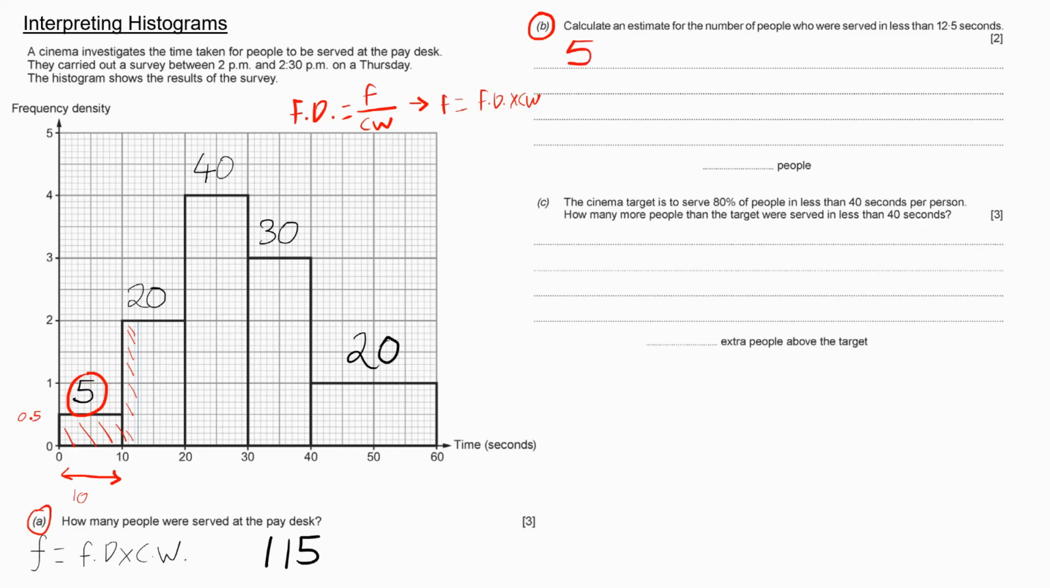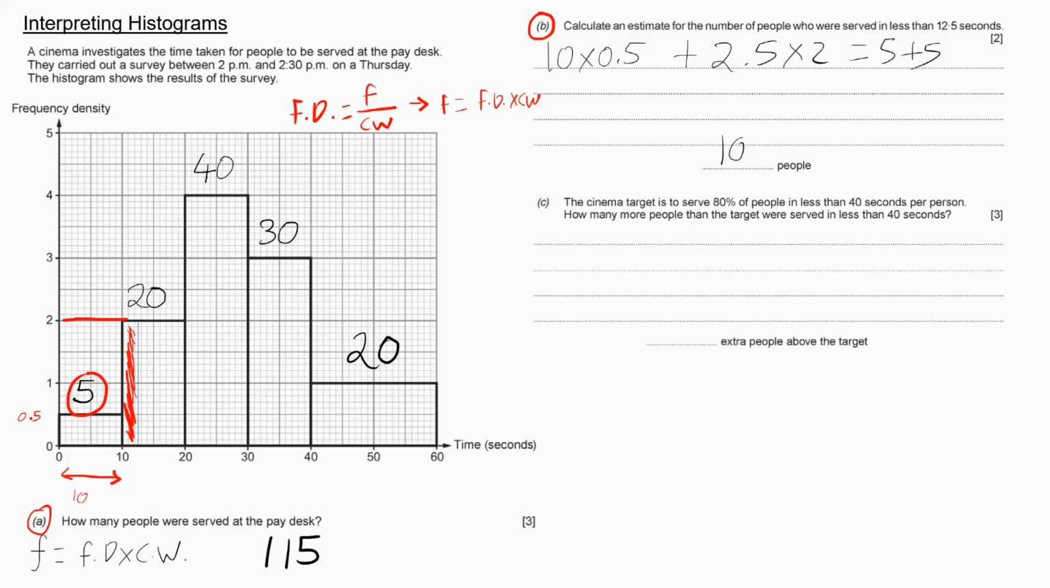And I can work out how many people are in the 10 to 12.5 section of the second bar by doing class width. Well, 10 to 12.5, that's a width of 2.5, times frequency density in the second bar of 2. So I would just need to do 5 plus 2.5 times 2, which will give you 5 plus 5, which is 10 people.